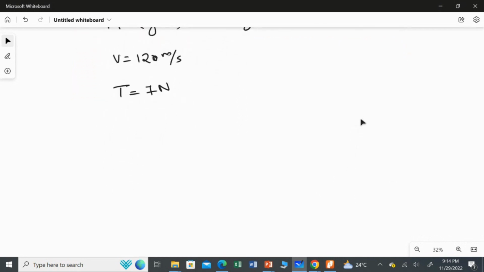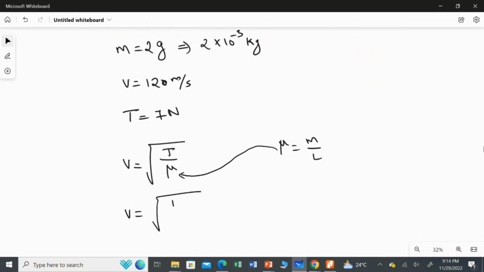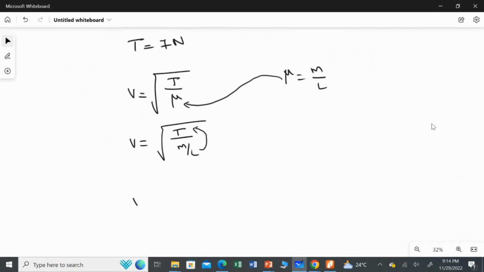It's very easy, as we know the relation for the speed of the wave over the string, which is given by V equal to square root of T over mu. Here mu is nothing but mass per unit length. If you substitute mu, the equation becomes V equal to square root of T over mass per length, and this L will go to the top. By that, the equation becomes V equal to square root of TL over M.